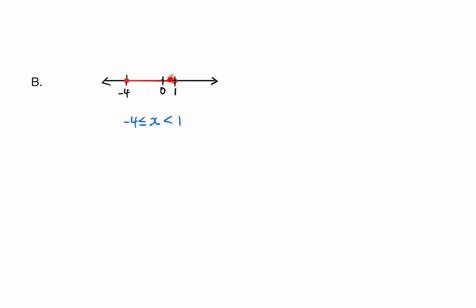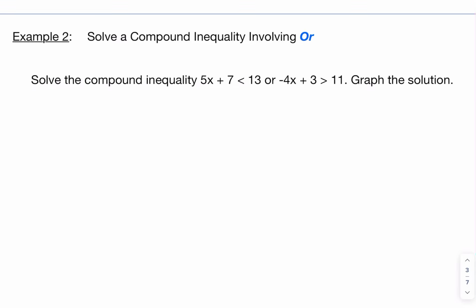So here we've got an open circle on 1 and going to the left. That means my x value is not equal to 1, but x is less than 1. Okay, let's move on to the next example.